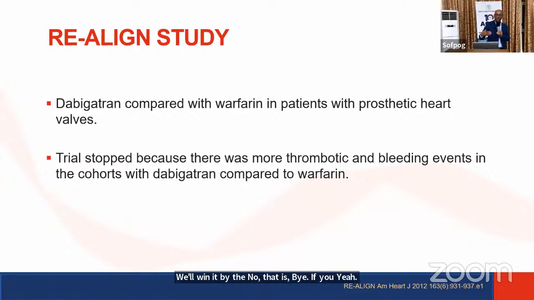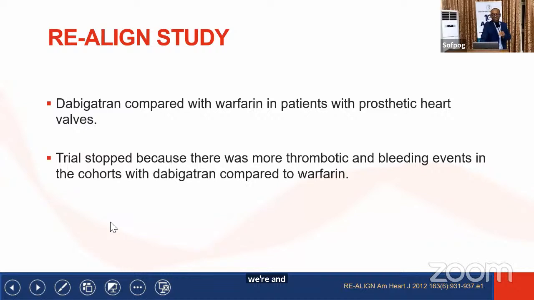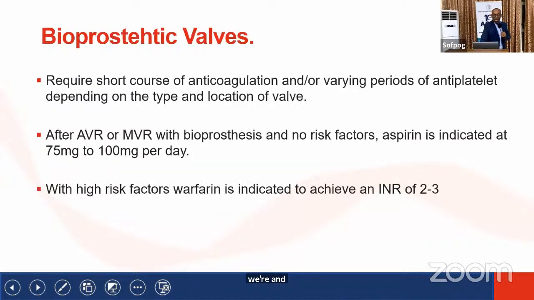There were studies done to look at the new oral anticoagulants, or direct oral anticoagulants, compared to warfarin in prosthetic heart valves. The trial was stopped. It's called the RE-ALIGN study. It was stopped after they had treated about 253 patients. They realized that those on the direct anticoagulant were having a lot more bleeding and clots compared to those on warfarin. So because of this, the direct anticoagulants are not recommended.